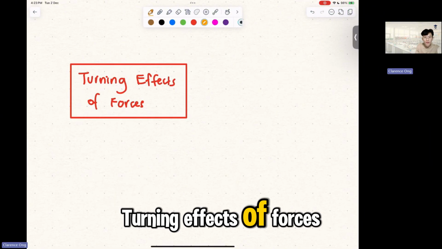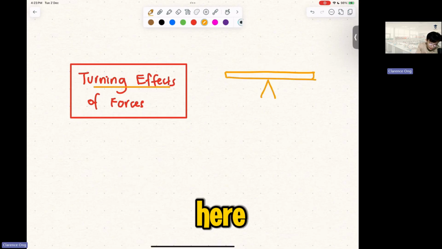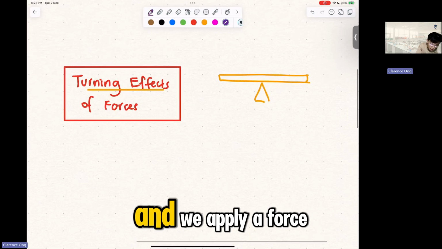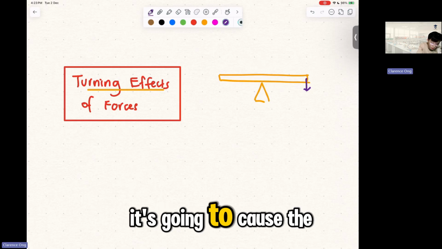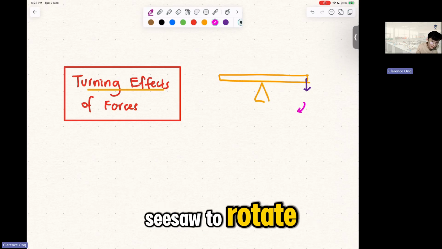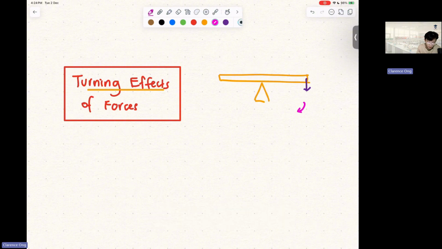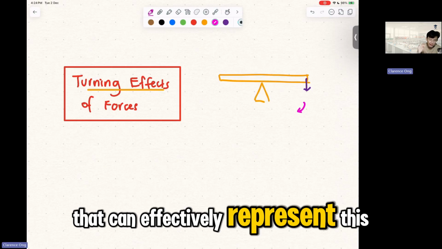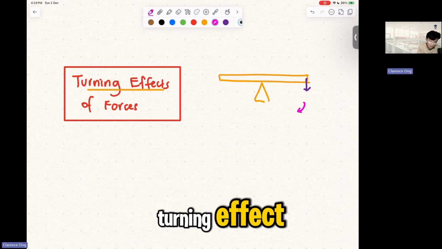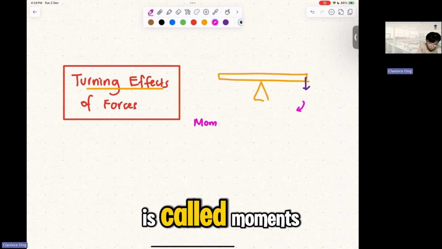Turning effects of forces. What is a turning effect? When you have an object here, let's say there's a seesaw, and we apply a force on one end of the seesaw, it's going to cause the seesaw to rotate in a certain direction with a certain speed. So we want to find a quantity that can effectively represent this turning effect. And that quantity that we have come up with is called moments.